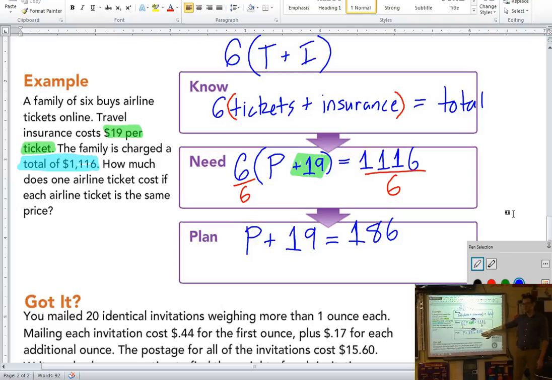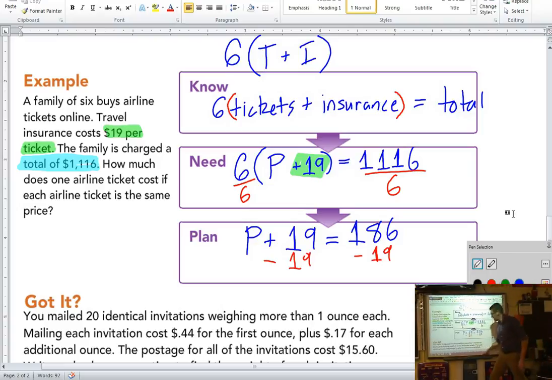No, look at what's being done to the P. Divide it by... What's being done to the P? It's being added. So, once you do 19 plus 186, Casey? This is addition. To stop it from happening, we have to subtract.